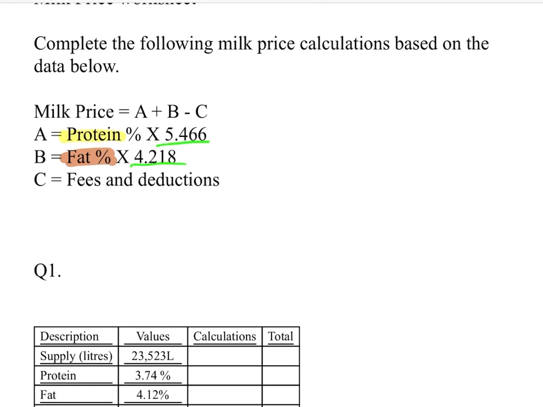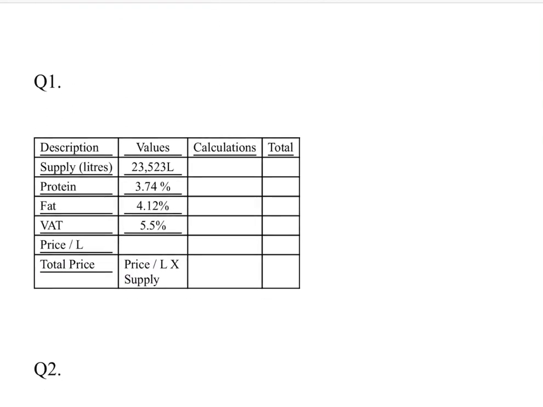If you have a high TBC, total bacterial count, or a high somatic cell count in your milk, all those are ways deductions could be taken off the overall price farmers are going to be paid for their milk. So we have our description, our supply in litres, our proteins, our fats, our VAT, price per litre, and then our total price. We'll work down through it.